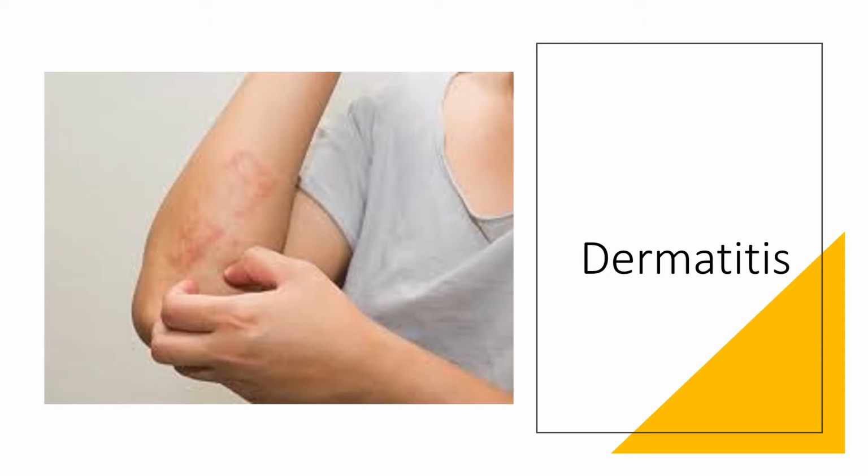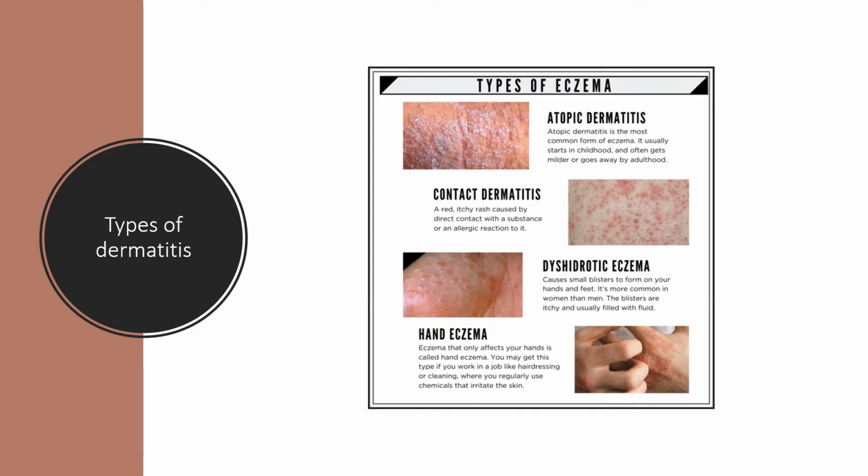The rash often causes little bumps to form on a person's skin, and in time these bumps can ooze until unsightly crusts form above them. Various factors can cause dermatitis. Here are some of the common types of the skin condition.